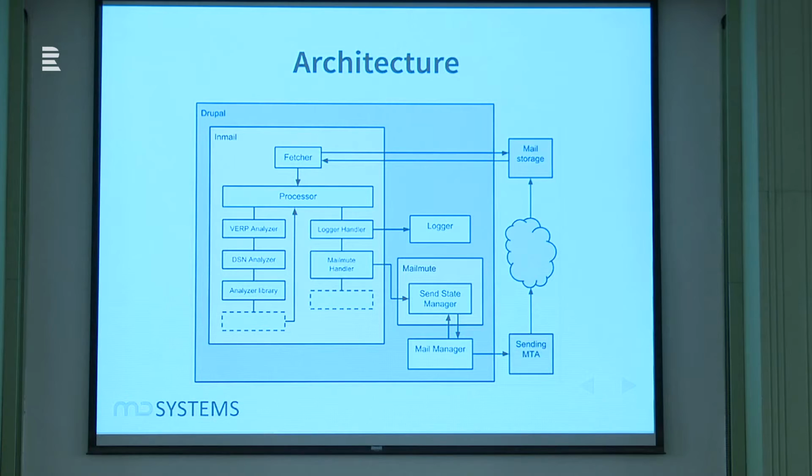On the other side, there are handlers. Handlers basically do some actions based on analyzed data. So if we determine that the message is a bounce, then we have, for instance, here, the mail mute handler, where we can say, okay, this message is a bounce. We want to stop sending emails to the user that cannot be reached. And these two empty places are actually the place for mail handler.